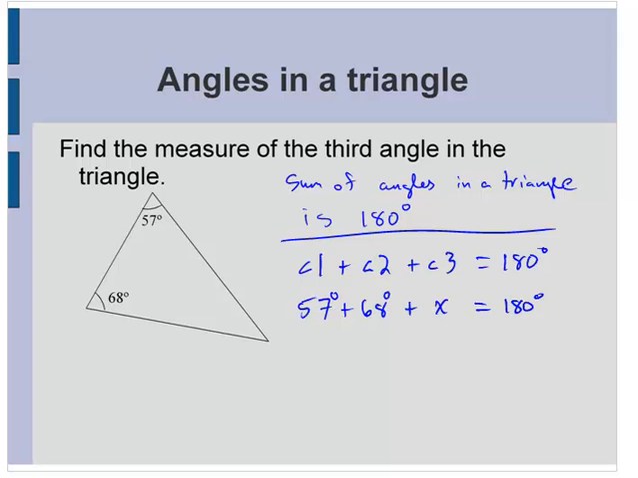And these are all degrees here. 57 plus 68 is 125. So then subtracting the 125 degrees from both sides, x would be 55 degrees. So the measure of the third angle would have to be 55 degrees.